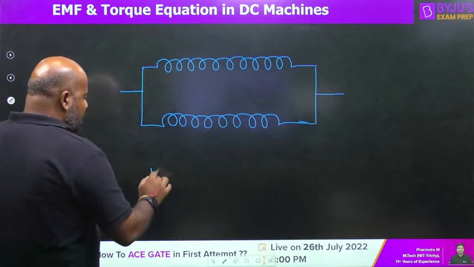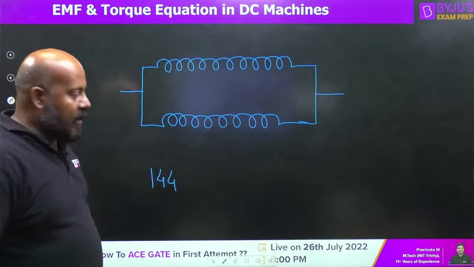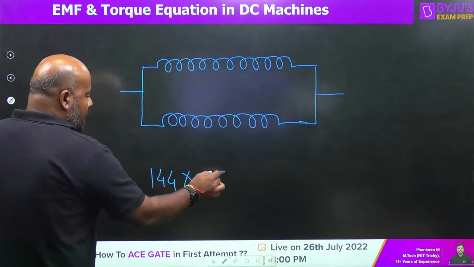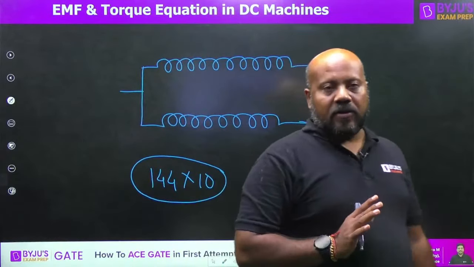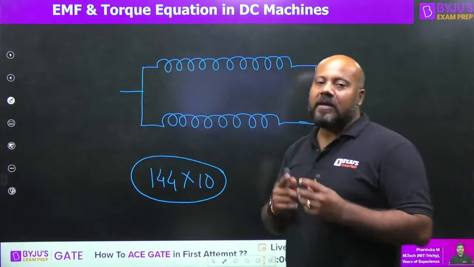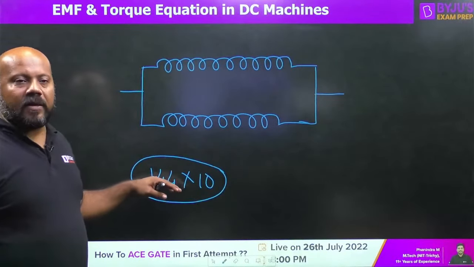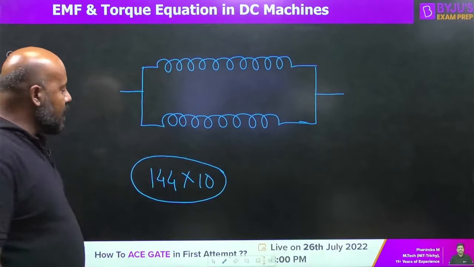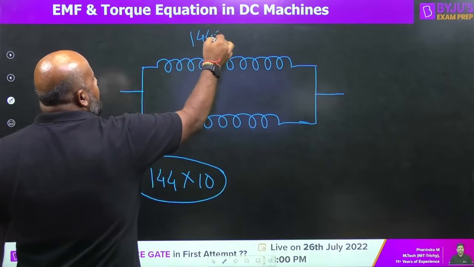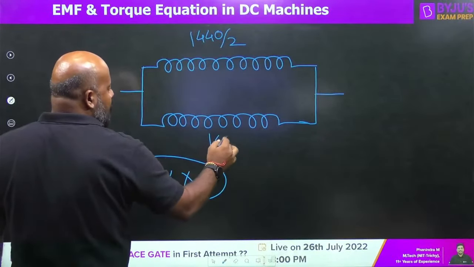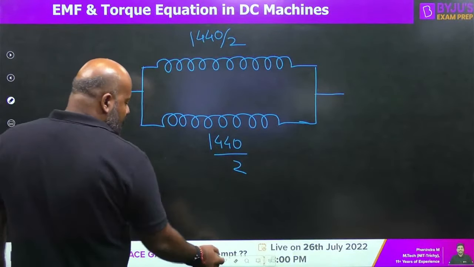How many coils do you have? 144. In each coil, how many turns do you have? 10. So this is going to be the total number of turns, because he has given you the resistance of 1 turn. So first I have to see the number of turns in one parallel path. So 144 coils and every coil has 10 turns, so it is 1440. This part is going to have 1440 divided by 2. This is the number of turns.